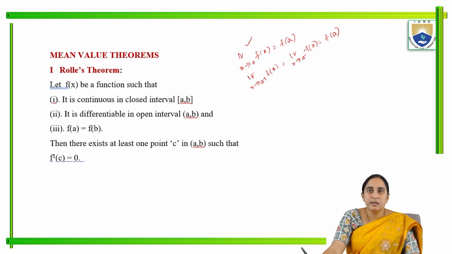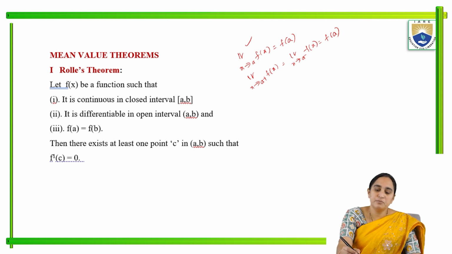Or else, if you take the left and right limits, limit x tends to a plus f of x is equal to limit x tends to a minus f of x is equal to the value of the function at a. If the three are equal, then the function is continuous. That is the concept of continuity. And what about the second condition? It is differentiable in the open interval a comma b.